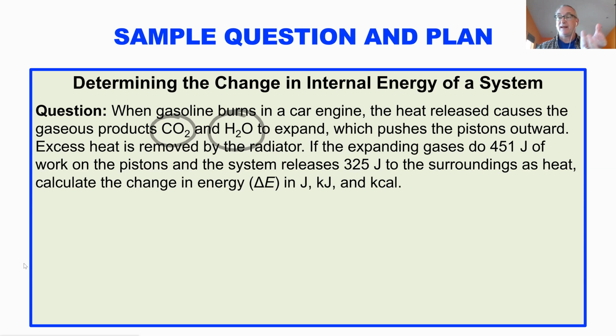Because heat is basically energy you can't do anything with. That's just lost. You would want all the chemical energy in the octane and whatever else is in gasoline to be converted to work to push your car along. But most of it, I think about 70 to 80%, is lost as heat. So some work is being done by pushing the pistons. So the expanding gases do 451 joules of work. And the system releases 325 joules to the surroundings as heat. What would be the change in energy in joules, kilojoules, and kilocalories?